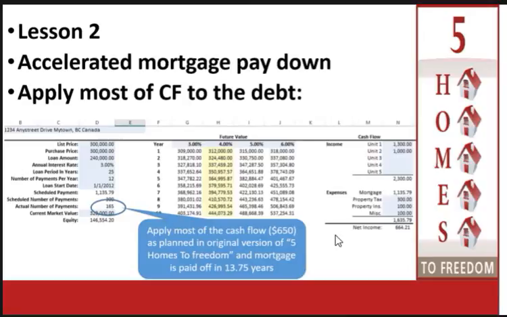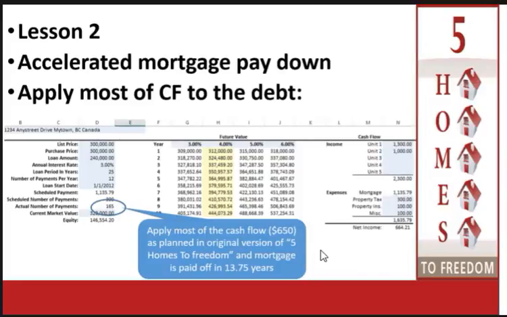Now, with the 5 Homes to Freedom program, that's our goal, is to pay it off as quickly as possible. And that's why we look at other sources of income, other sources of money, chunks of money, to apply to that mortgage to get it down to 10 years, 8 years, whatever the model is that you're working towards. So that's our ultimate goal.